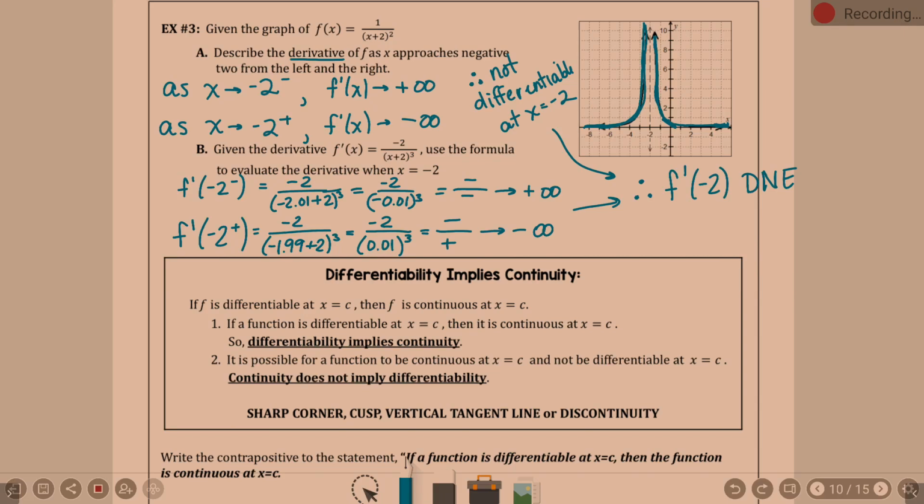So, differentiability implies continuity. However, continuity does not imply differentiability. Sharp corner, cusp, or vertical tangent line, or discontinuity. Those are things that are going to break, and it's not going to be differentiable. Sharp corner, cusp, the same thing. Vertical tangent lines, they could be continuous, but they won't be differentiable. Discontinuity means it's not continuous, so definitely won't be differentiable.